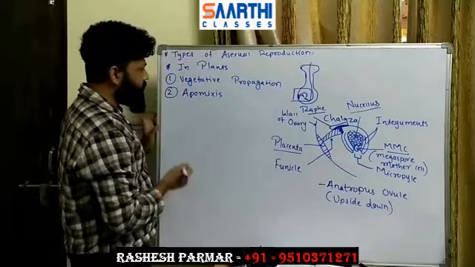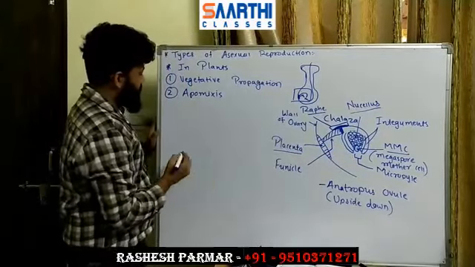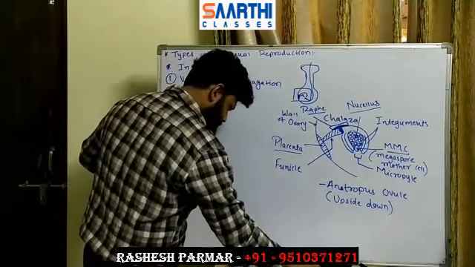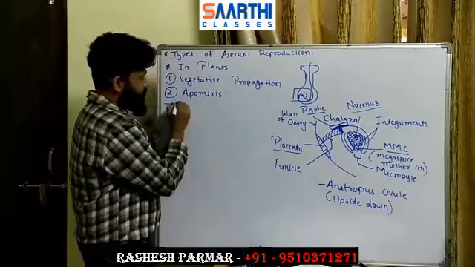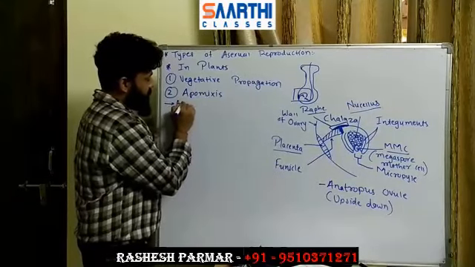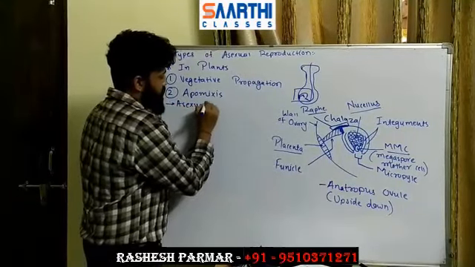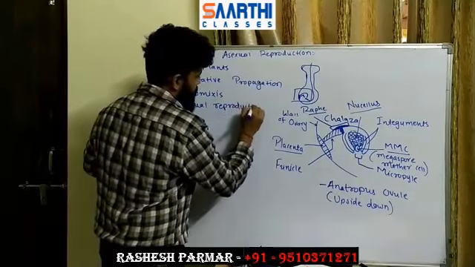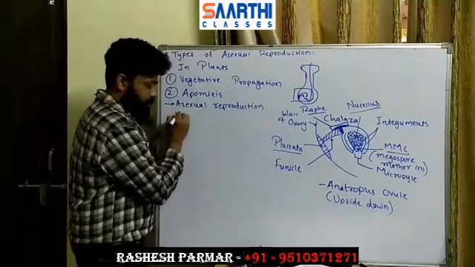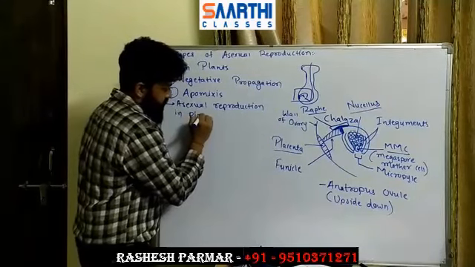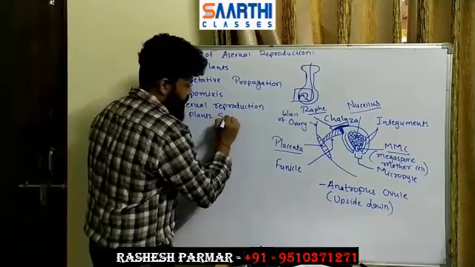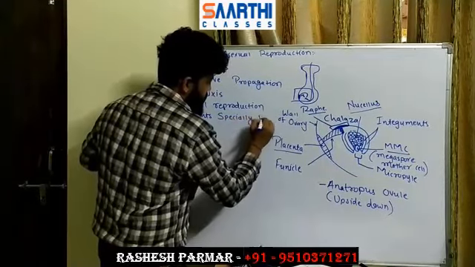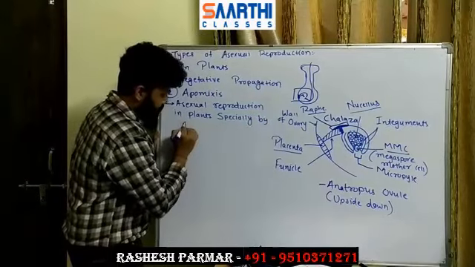Now we'll discuss apomixis. Apomixis is asexual reproduction in plants, especially by agamospermy.